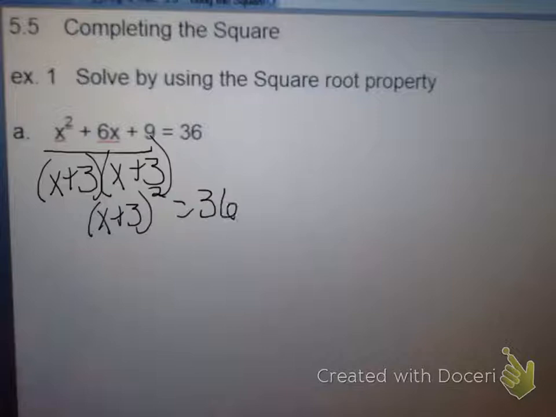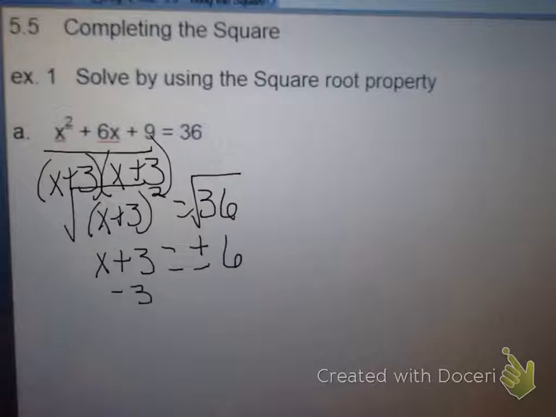The square root property is undoing the square by taking the square root of both sides. And when you square a square root, what's inside just falls out. And anytime you're solving for x squared and you have to take the square root, you must give it a plus or a minus 6. Now subtract 3 on both sides, so that x is equal to negative 3 plus or minus 6.